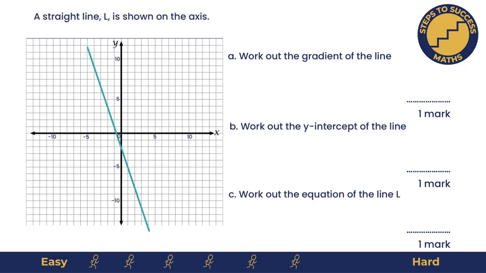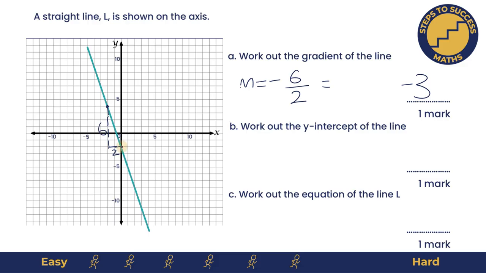A straight line L is shown on the axes. A. Work out the gradient of the line. Now this line is sloping downwards, and that tells us it's going to have a negative gradient. So we're going to go through the same process. We're going to put some points on, draw our little triangle here. So down 6 and across 2. So when I work out my gradient, or m, it's going to be equal to negative, because we know it's a negative line, 6 over 2. So negative 3.